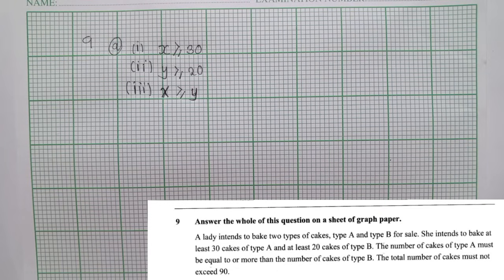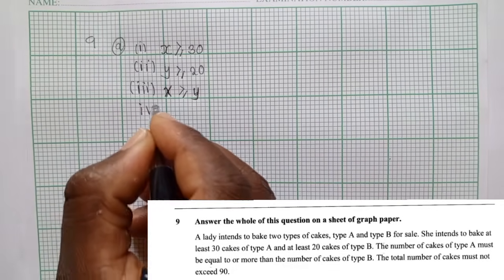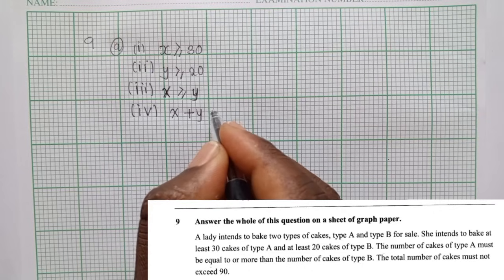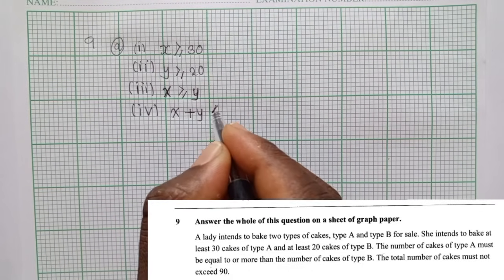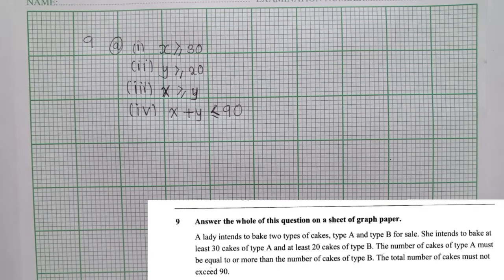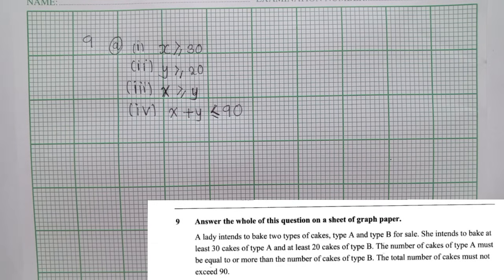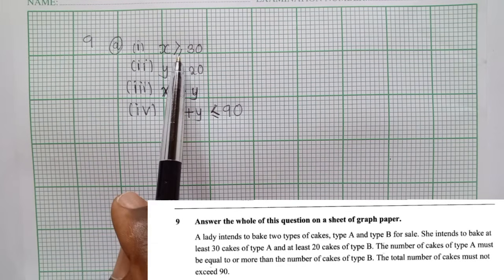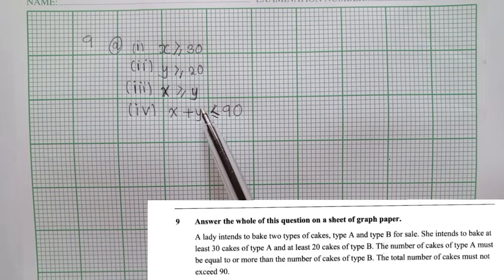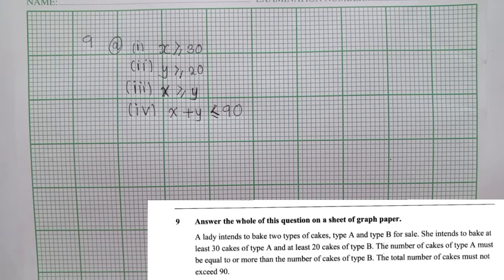They're saying the total number of cakes must not exceed 90. So here we are talking about 2 types of cakes. There is type A, which is X, plus type B, which is Y. Must not exceed, must be less or equal to 90. So these are the inequalities you need so far. The key element here is that whenever they talk about at least, they're talking about greater or equal to. When they say not exceed, it is less or equal to 90. I guess you've understood or you've gotten 1 or 2 things out of this.